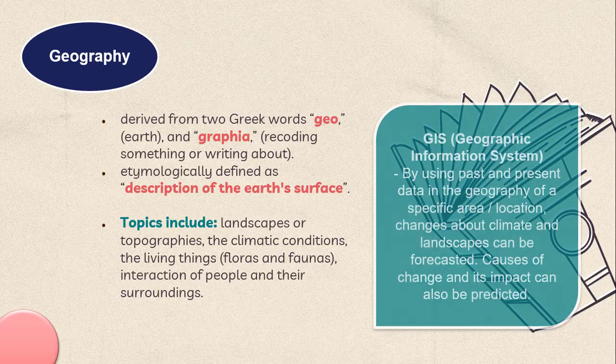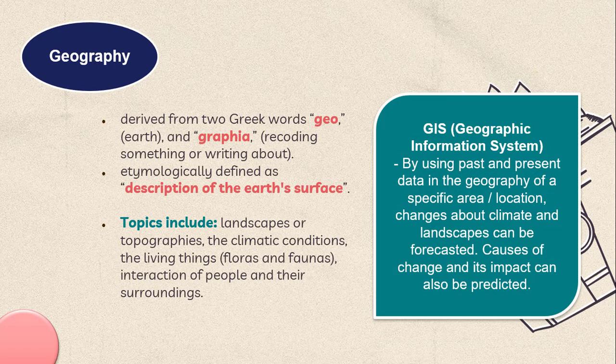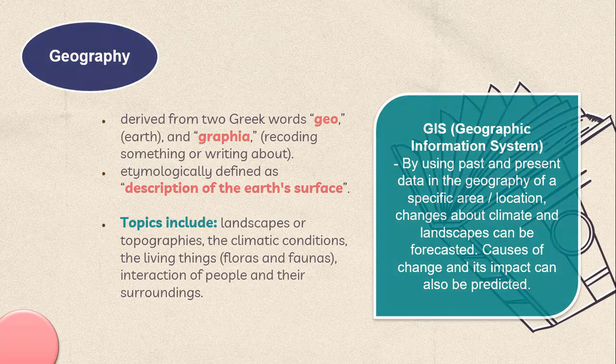One of the notable outputs that came from the convergence of geography and information technology is the Geographic Information System. By using past and present data in the geography of a specific area or location, changes about climate and landscapes can be forecasted. Causes of change as well as its impact can also be predicted.